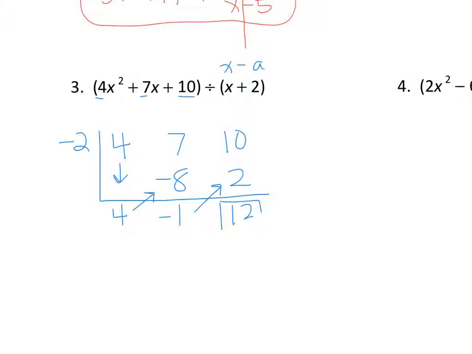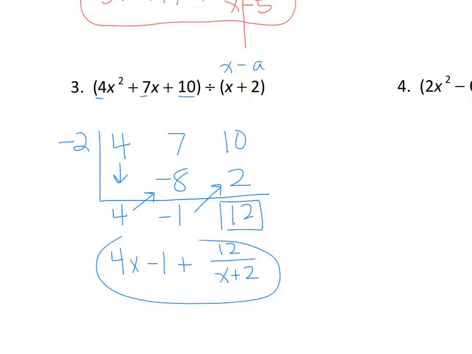So put a box around the last number. That's your remainder. So my answer here, since I start right here with x squared, my answer will start with x, the next lowest exponent. So my answer is 4x minus 1 plus, and my remainder is going to be 12 over the original divisor, x plus 2. That is the answer. So, way quicker than long division.